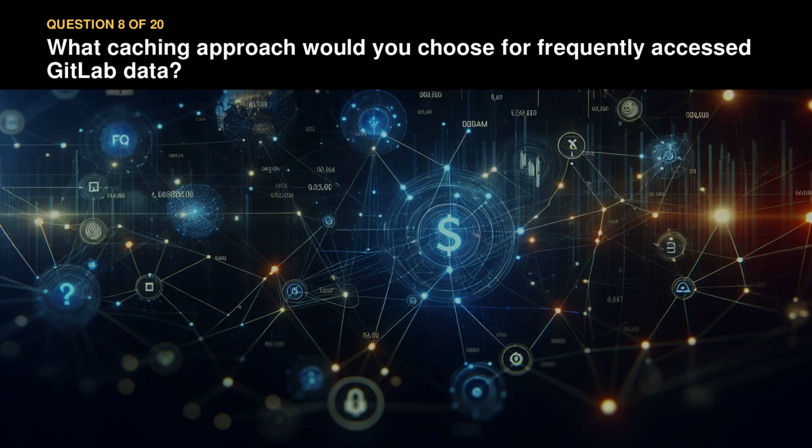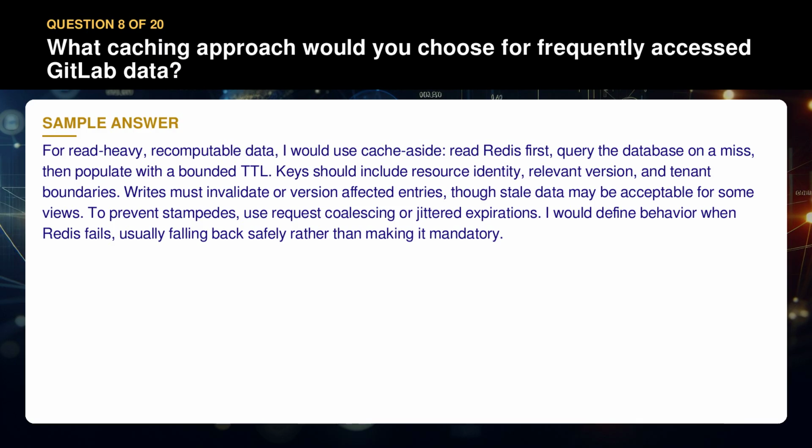Question 8. What caching approach would you choose for frequently accessed GitLab data? For read-heavy, recomputable data, I would use cache aside. Read Redis first, query the database on a miss, then populate with a bounded TTL. Keys should include resource identity, relevant version, and tenant boundaries. Writes must invalidate or version-affected entries, though stale data may be acceptable for some views.